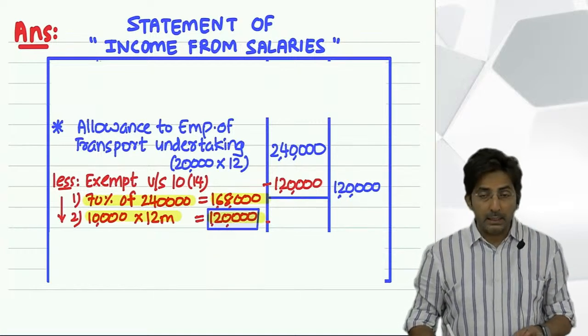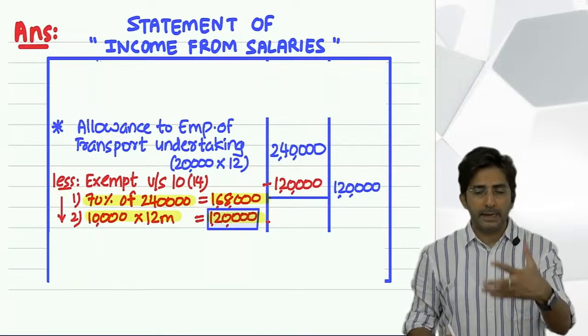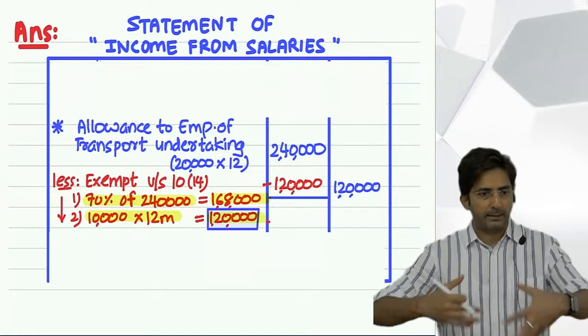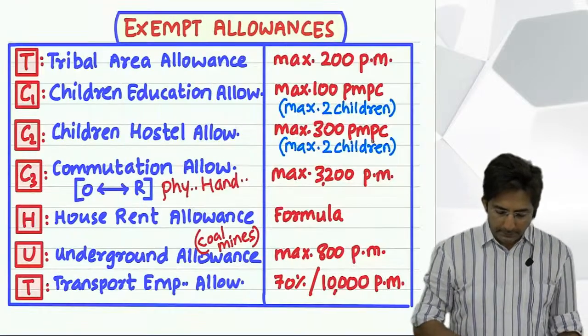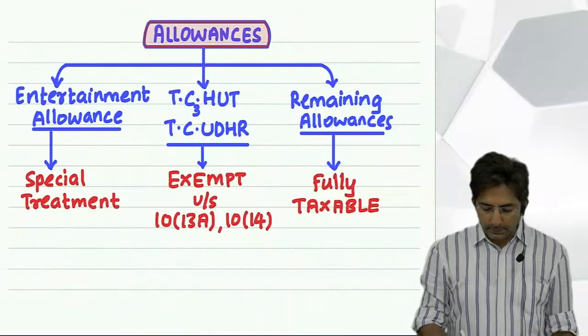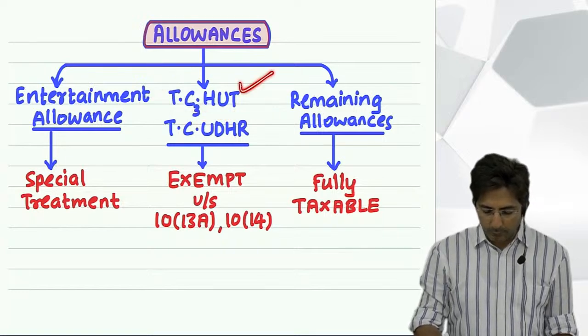So this is allowances to employees of transport undertaking, whether you are a driver or a helper or a conductor, anyone involved in the transport activity, okay? Then TC Udhar, okay? Now the next alphabet is, this TC Udhar is done, the last we did was T, okay.